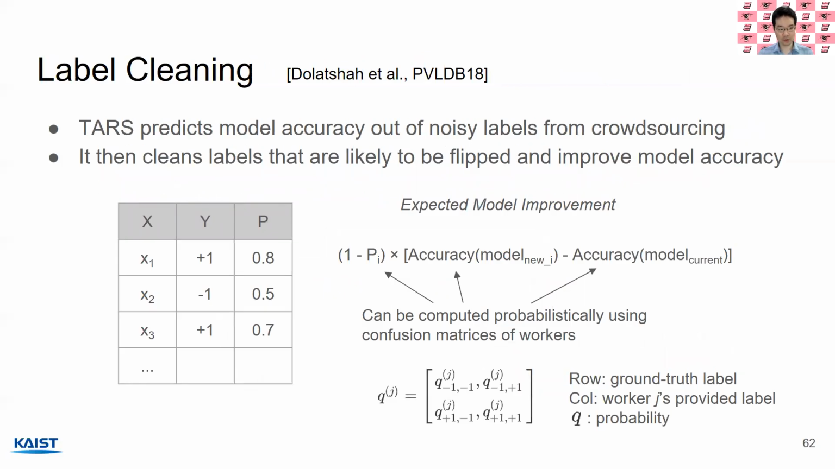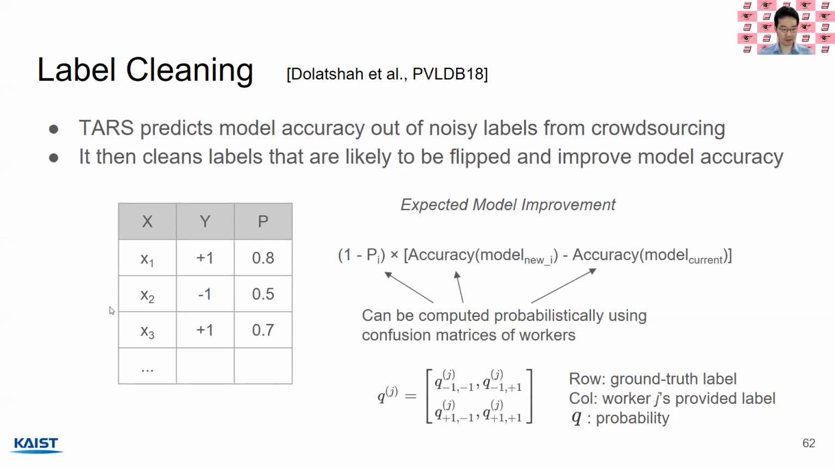There's another technique that focuses on cleaning the label in addition to the data. TARS is a system that predicts model accuracy out of noisy labels that are produced from crowdsourcing. Remember, data labeling is extremely important and you want to really improve the quality of labels to improve your model accuracy. What TARS does is it chooses labels that are likely to be flipped, that have a low confidence because they were labeled by some incompetent workers. And then it also estimates how much the model is going to improve if this label is flipped after cleaning.